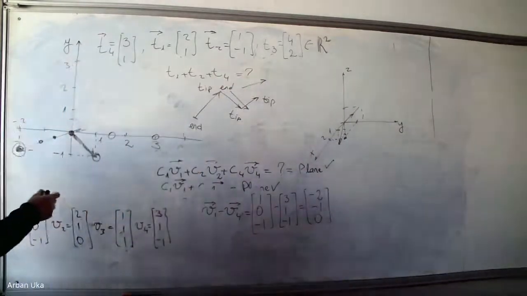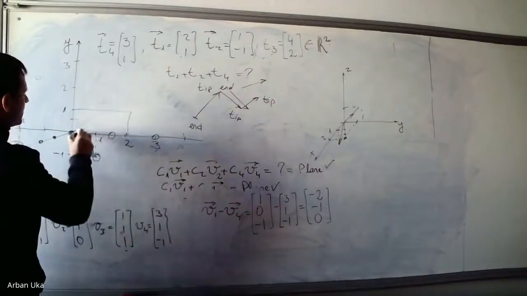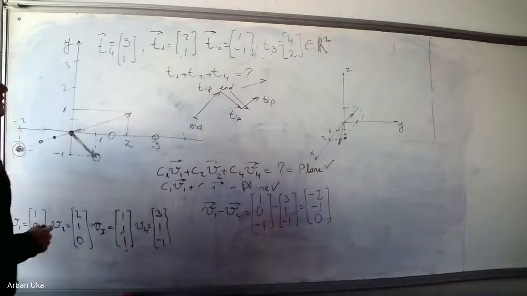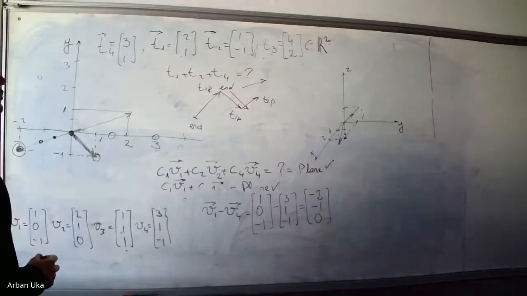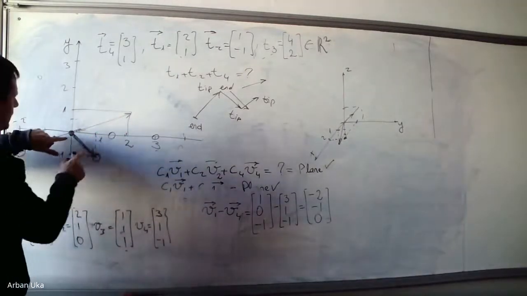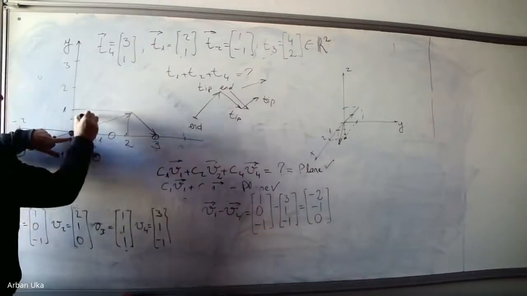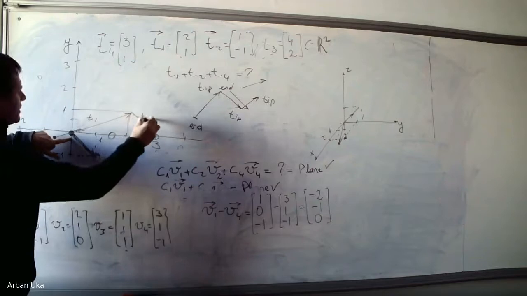What is T1? T1 is T1, okay? So let's draw this again. T1 is right here. Then what is T2? T2 is 1, minus 1. 1, minus 1 is this vector, which means that we carry on this vector, we bring it right here. Okay, this is T1, this is T2.